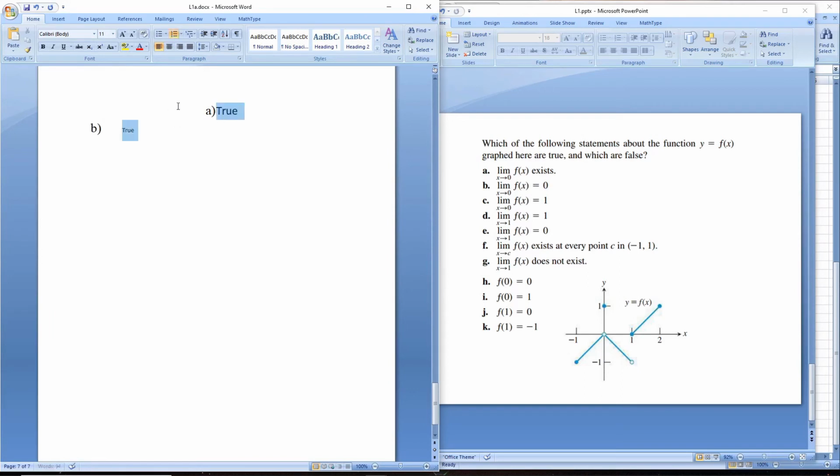Wow, this Word document is being really goofy. Not quite sure what's going on there, but true. Check out C.